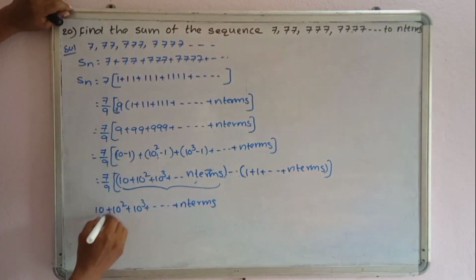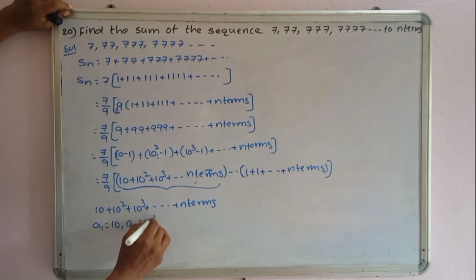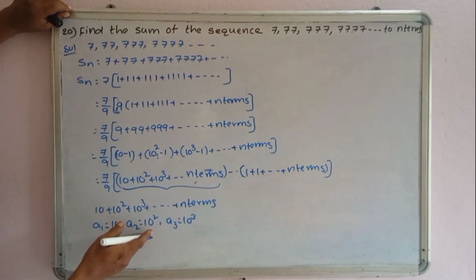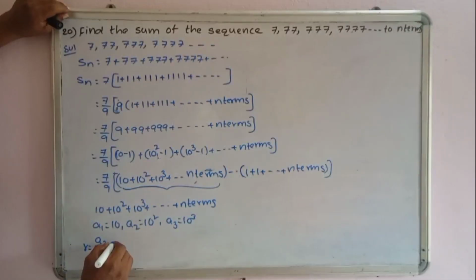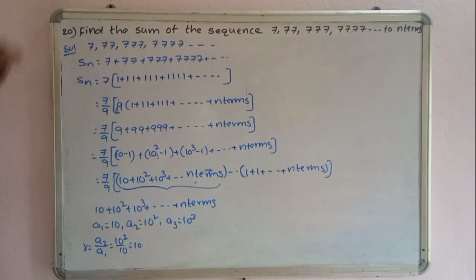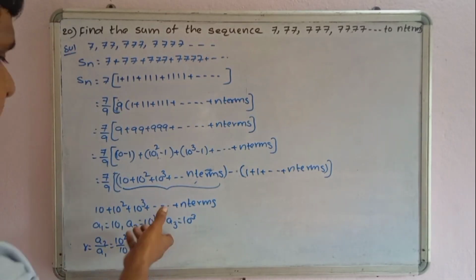So here a1 is how much? a1 equals 10, a2 equals 10 square, a3 equals 10 cube. So this is a geometric series, with the geometric property. See the ratio: 10 square by 10 is 10, 10 cube by 10 square is 10. So a2 by a1 is the common ratio r. a2 by a1 equals 10 square by 10, that is 10. Okay, now what is the sum of this series?